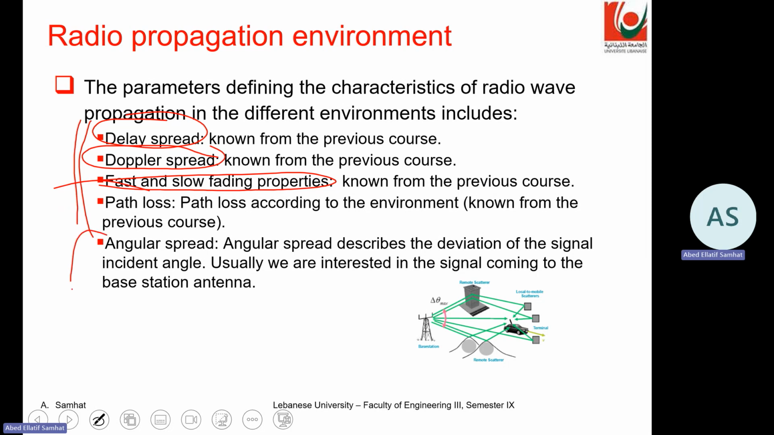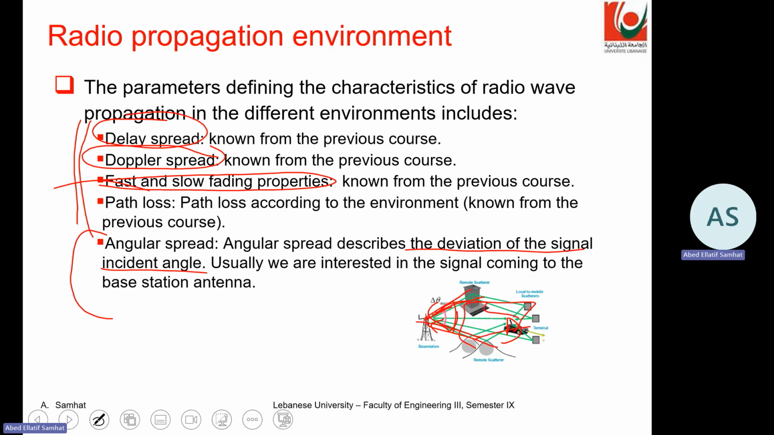I will add in this slide a new parameter which is very important for us, which is the angular spread. It describes the deviation of the signal incident angle. And usually we are interested in the signal arriving at the base station antenna. So let's say we have a device here and we have a signal reflected to everyone.